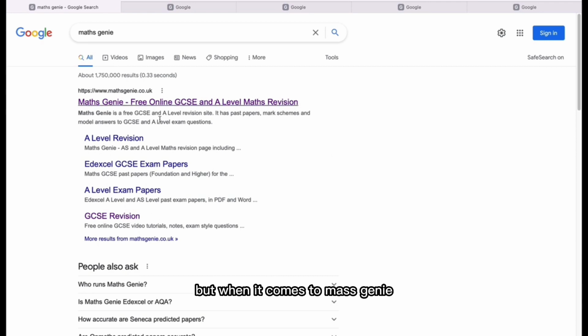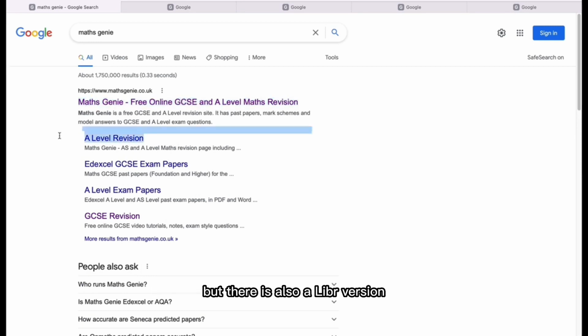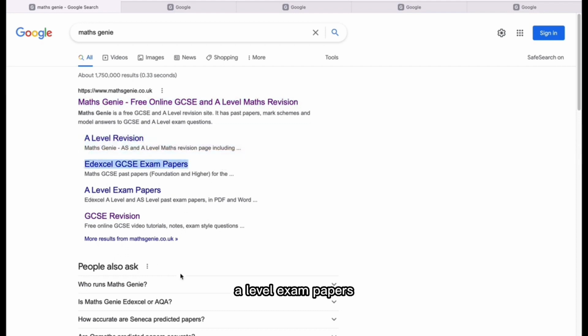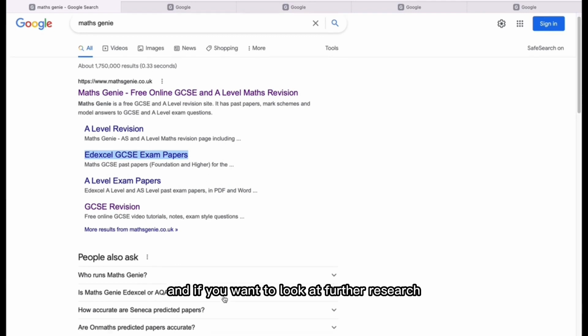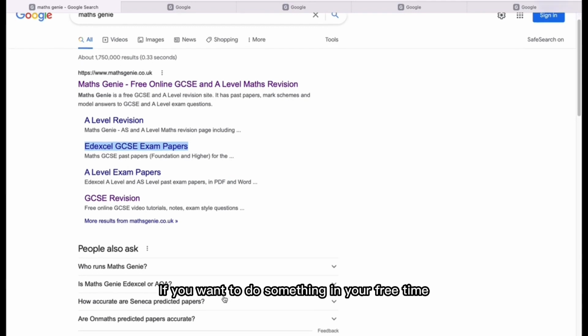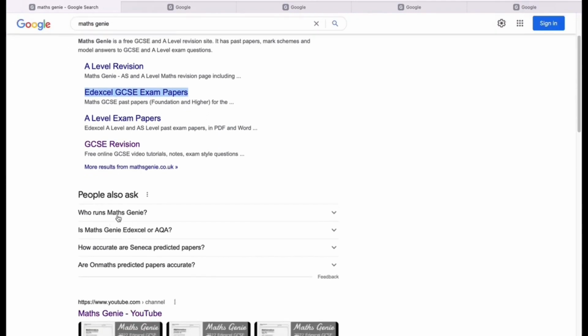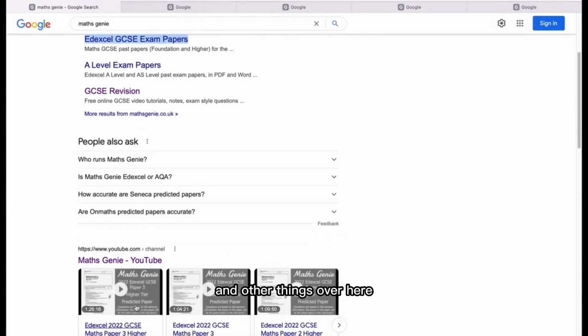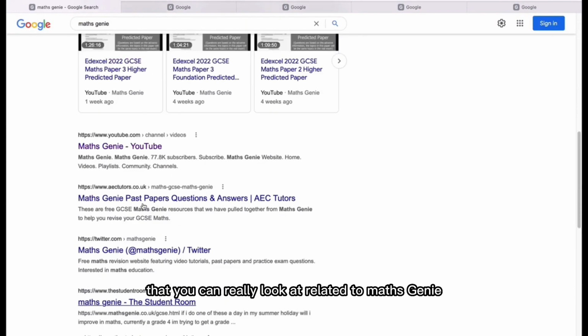But when it comes to Maths Genie, there are a lot of resources that we can look at, in terms of the fact that there is not only GCSE, but there's also A-level revision, and there's lots of exam papers, such as Excel A-level exam papers. And if you want to look at further research into Maths Genie, if you want to do something in your free time, you can check out who runs Maths Genie and other things over here that you can really look at related to Maths Genie.